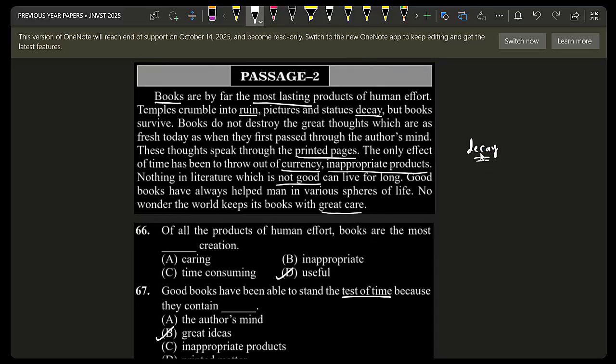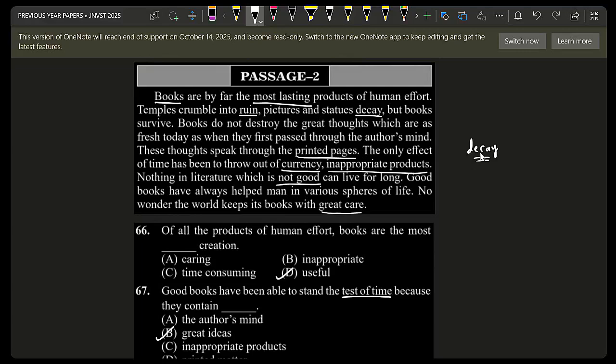Suppose some animal died on the roadside. Slowly you're getting a bad smell from that body, right? Why are you getting the bad smell? Because the microorganisms are decaying that body. As they're decaying, you are getting the bad smell. Decaying means slowly getting damaged. What is another word you want?